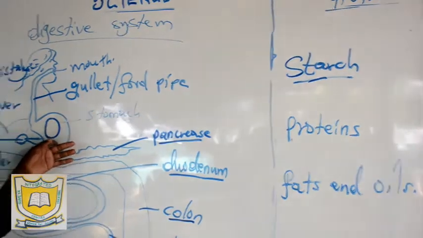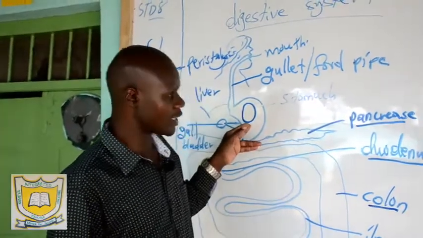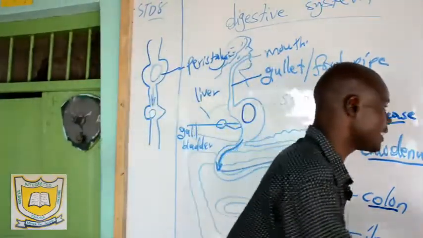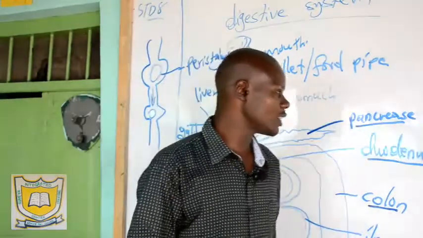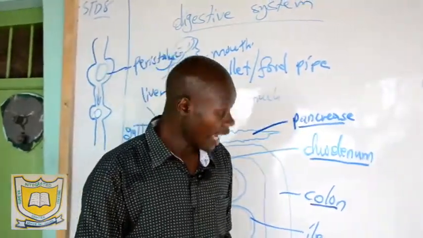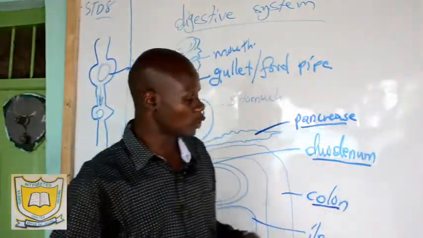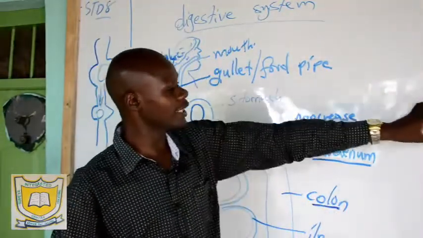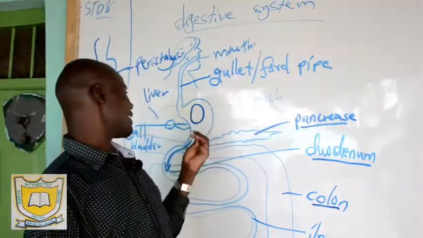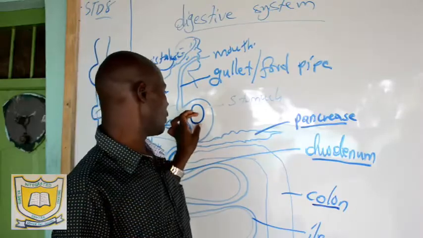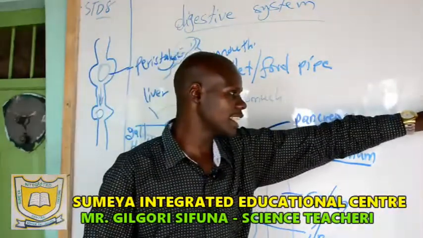Now, what carries that? In the stomach, we have the gastric juice and hydrochloric acid. The gastric juice digests protein inside the stomach. Digestion of proteins does not take place in the mouth. It proceeds and it is only digested in the stomach because of the gastric juice.